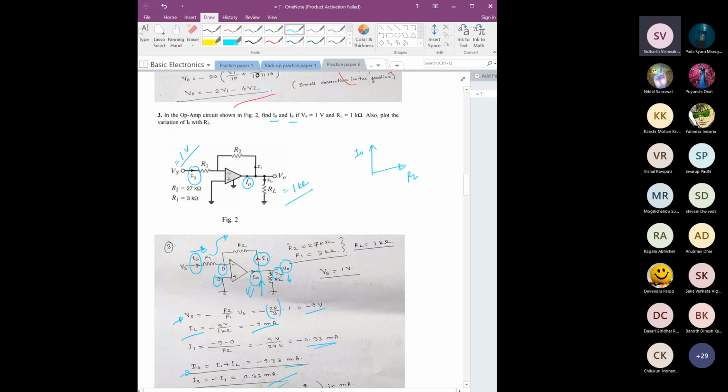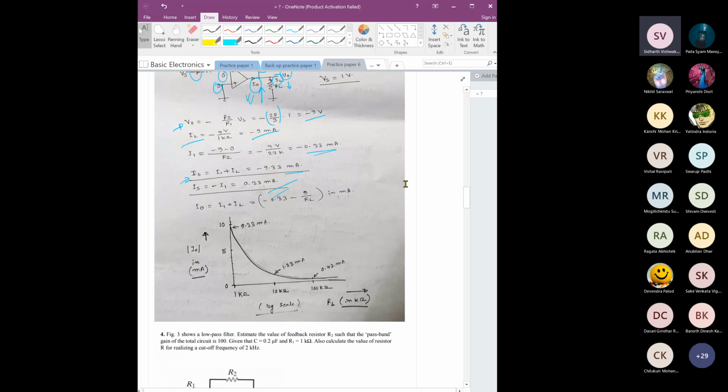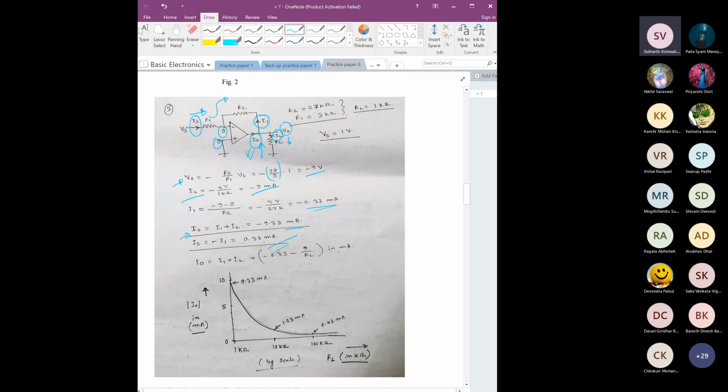Now there was another question, where we were asked to plot I naught versus RL, right? To do that, we cannot assume the value of RL. We have to take RL as a variable. From here, this I1 value is minus 9 volt by 27K. And the value of IL depends on the value of RL, right?